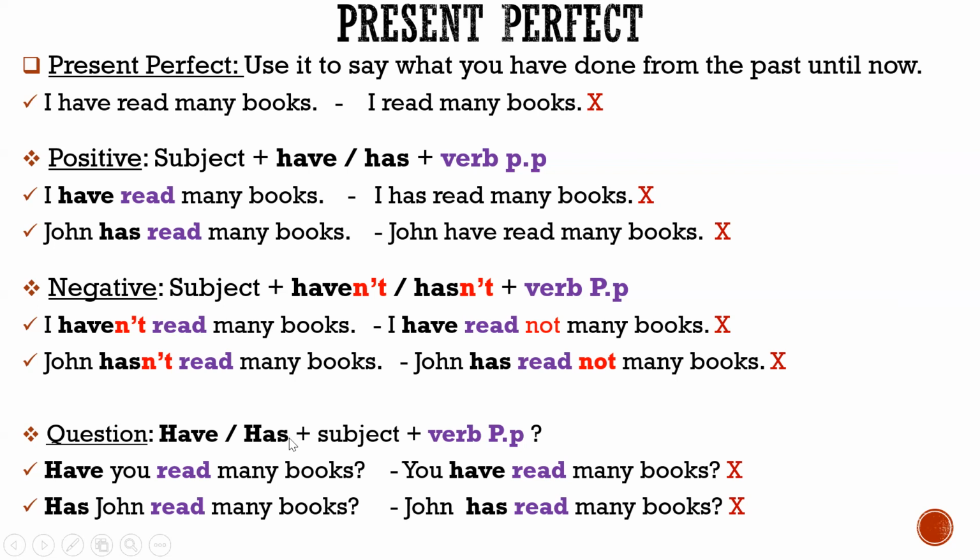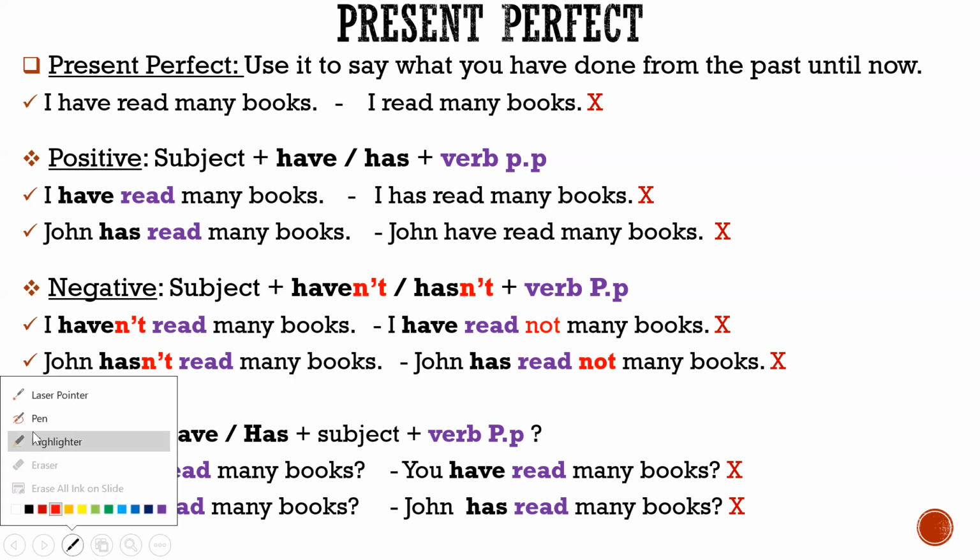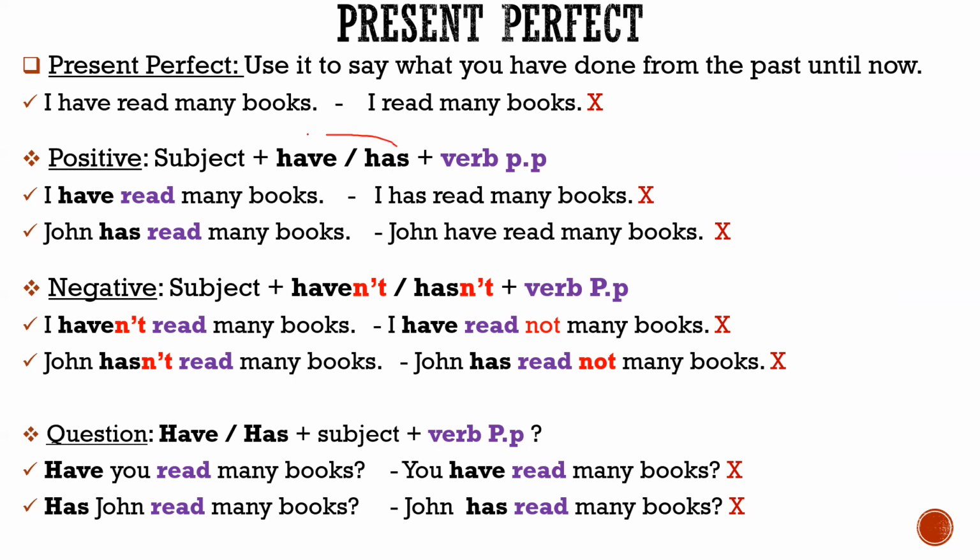Okay. Then how to make it a question? Look, we have subject, have, has. Just replace them. Okay, bring them here, put them here, and take the subject to their place. Okay, just swap their place. For example, I have, have I. John has, has John. Just replace them like this, okay? I have read many books. Have you read many books? You have read many books. Have you read many books? You are just replacing them, okay?